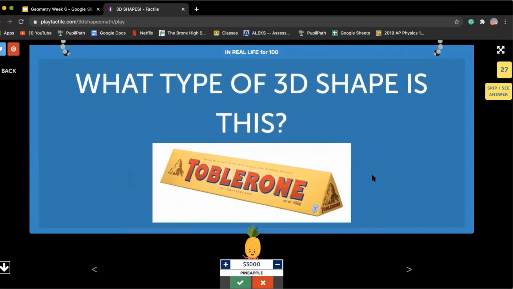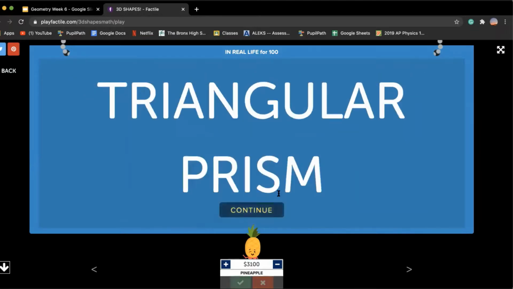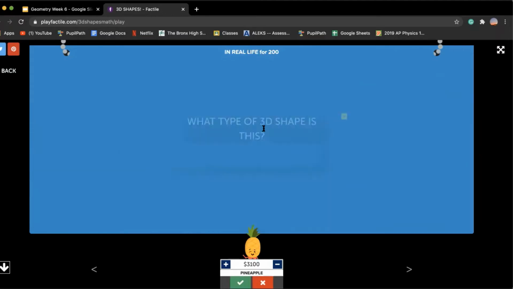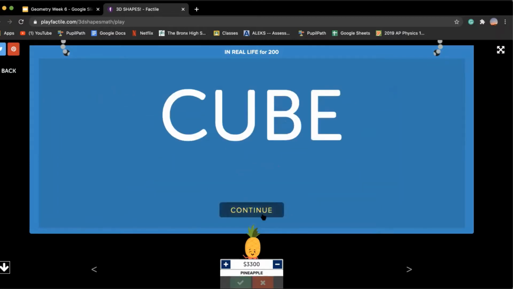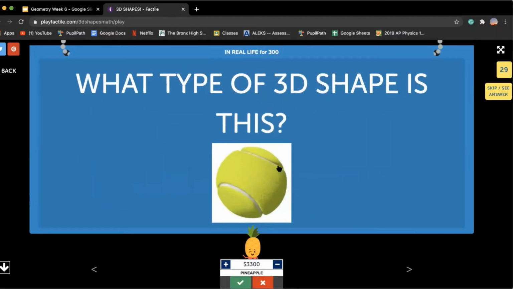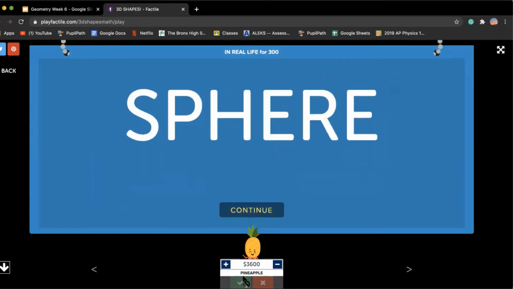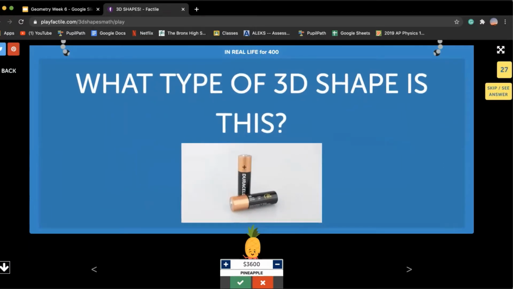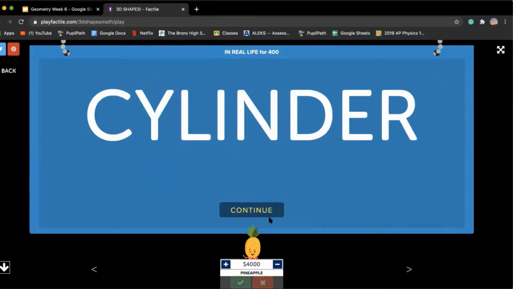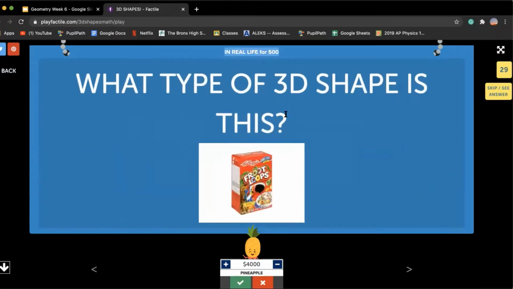This is a triangular prism. Yeah. This is a cube. This will count as a sphere. This is a cylinder. This would be a rectangular prism.